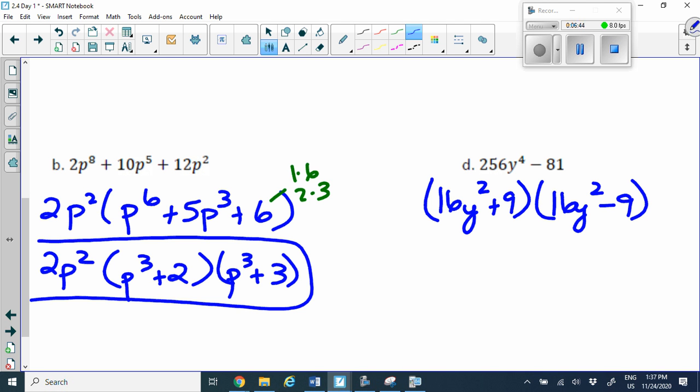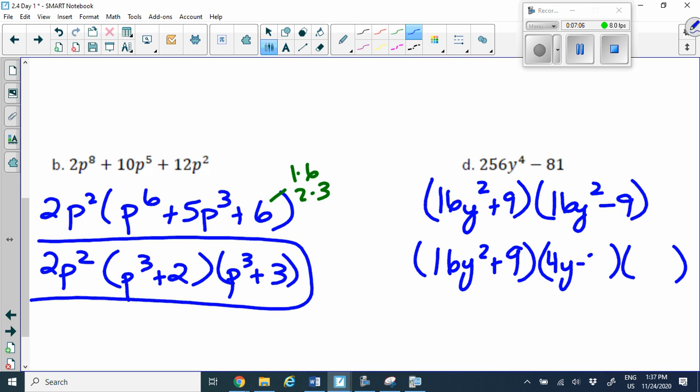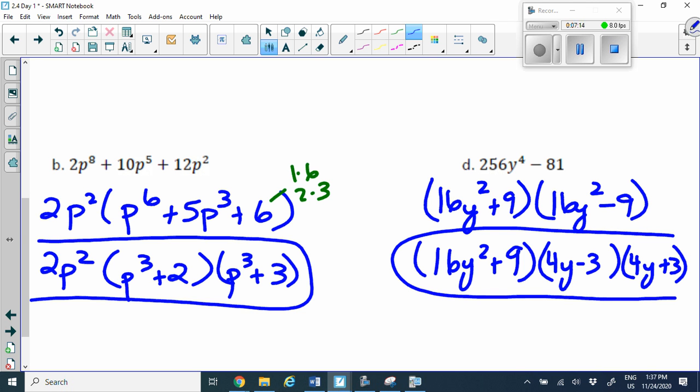Okay, let's see if we can factor any more. Now, 16y squared plus 9, we could, but that's going to give us complex, and we don't really want that, so we're just going to keep it as it is. However, the other one is a difference of two squares, because 16 and 9 are perfect squares. So we're going to go ahead and factor that, so we get 4y minus 3 and 4y plus 3. And because those are linear, that means we can't factor it anymore, so this would be our final factorization.